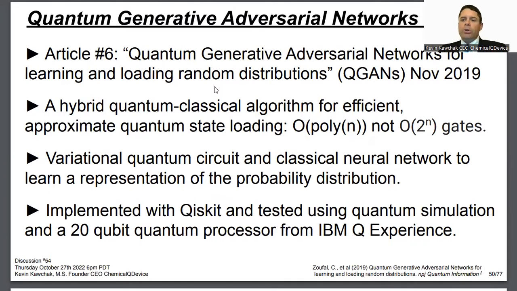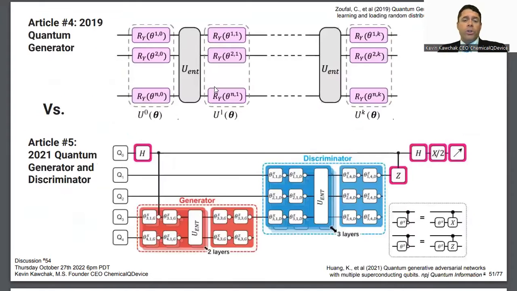Now, this is November 2019, and it's more fundamental in its approach, or it's an earlier paper. It's basically about loading. For efficient loading, instead of getting 2 to the n number of gates, and we've seen this in other areas of quantum too, it's only poly times n, which is non-exponential. It's polynomial, which favors using quantum in this case. They used 2 different ones for hardware: a quantum simulator and a 20 qubit quantum processor.